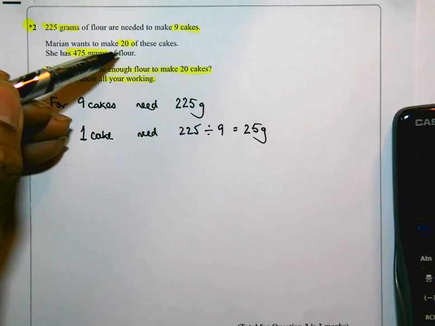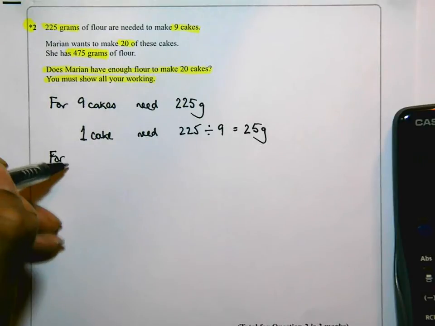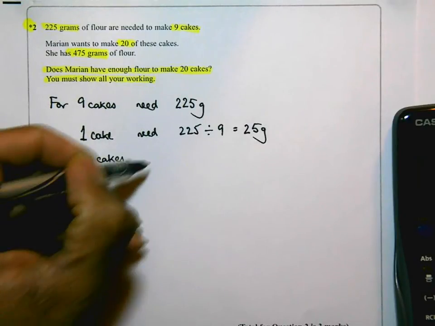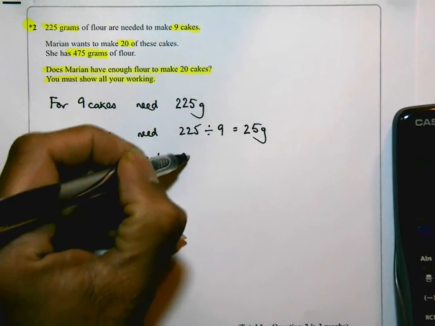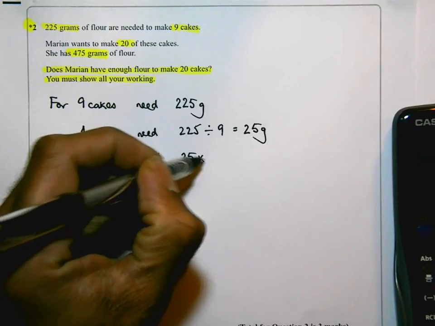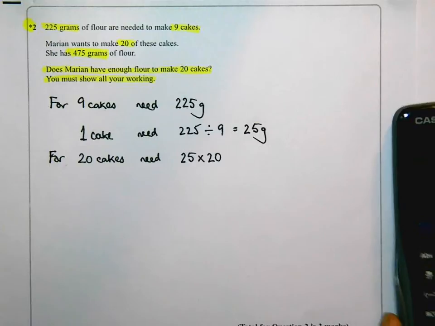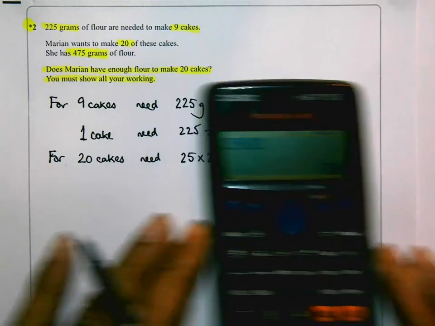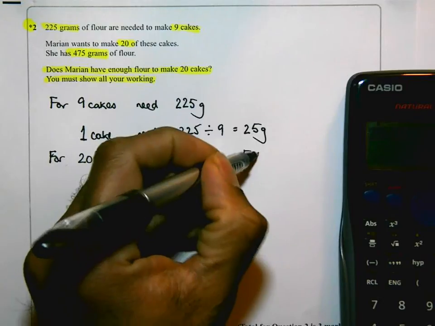Mariam wants to make 20 cakes, so for 20 cakes she'll need 25 grams for each cake, so 25 times 20. So going back to my calculator, 25 times 20, that's going to give me 500. So for 20 cakes she needs 500 grams.